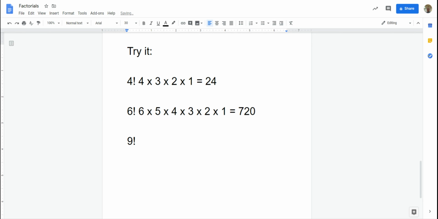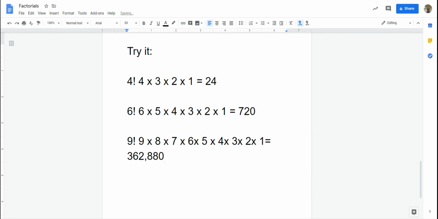Now we get to try 9 factorial. And really, I have no desire to say what 9 times 8 times 7 times 6 times 5 times 4 times 3 times 2 times 1 is in my head. So again, handy dandy calculator. 9 times 8 times 7 times 6 times 5 times 4 times 3 times 2 times 1 is. Yeah, I wasn't going to come up with that number in my head. 362,880. That would be 9 factorial.